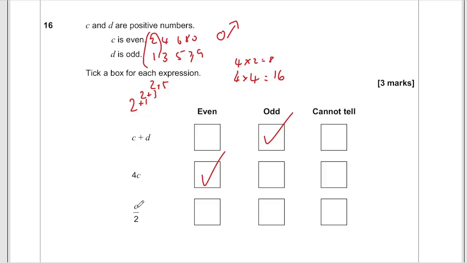And then on here, C divide by 2, so even divide by 2. So if I did 2 divided by 2, that gives me an odd number. If I did 4 divided by 2, that gives me 2. So there's both odd and even, so I cannot tell. Okay, so it's really easy just to do a really quick calculation of easy numbers. Don't go up to 17 or 24. Just pick an easy number to be an odd and an even.